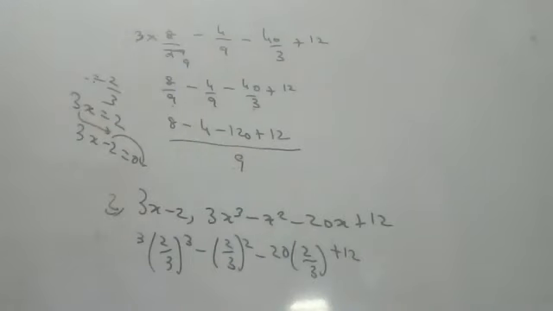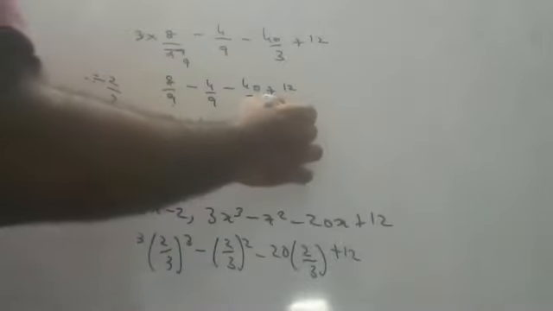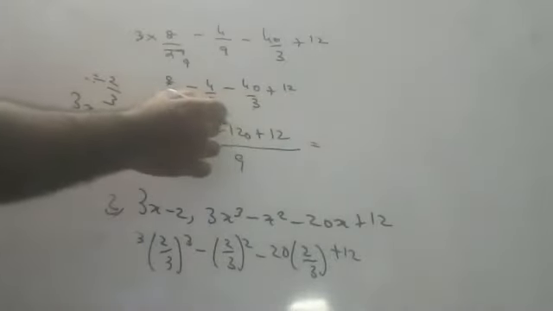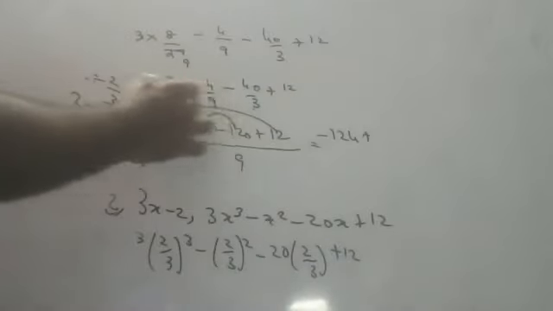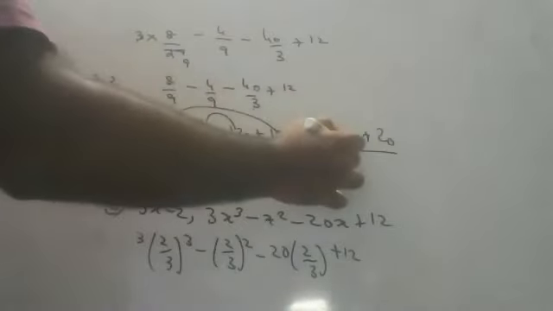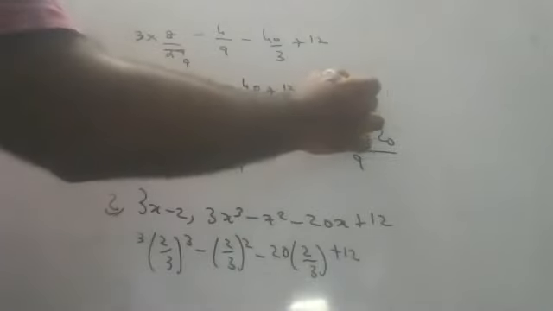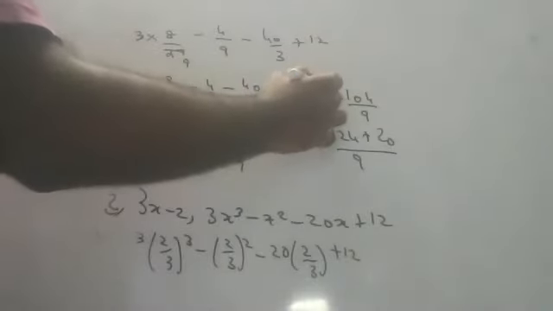Okay, children. See here, children. So what are you getting there? Minus 120 minus 4 is minus 124. 12 plus 8 is 20 by 9. So minus 104 by 9 you are getting as the remainder.